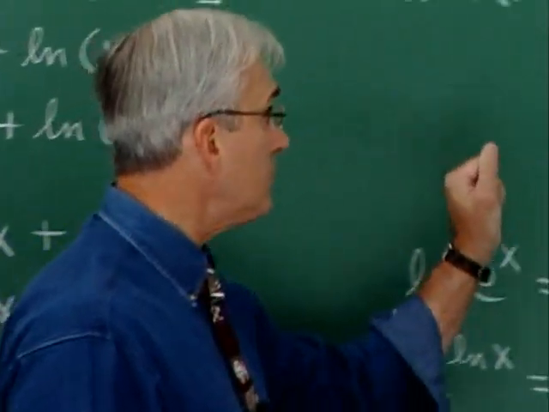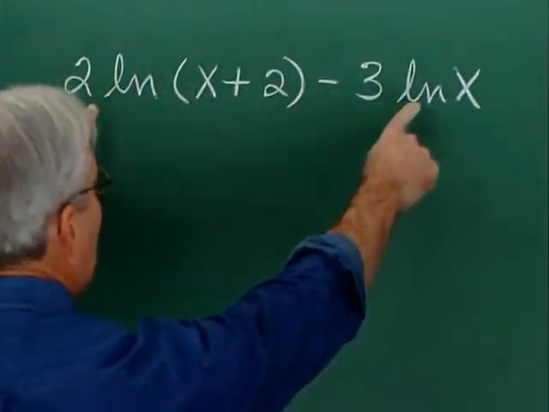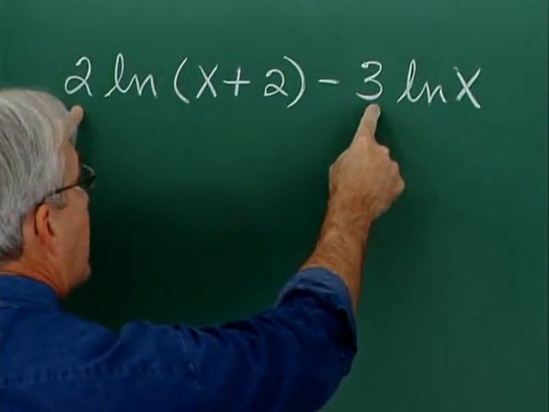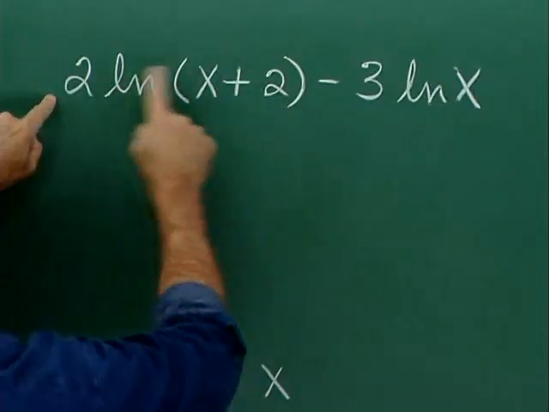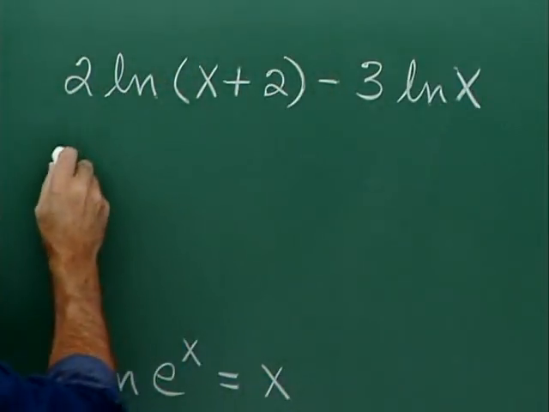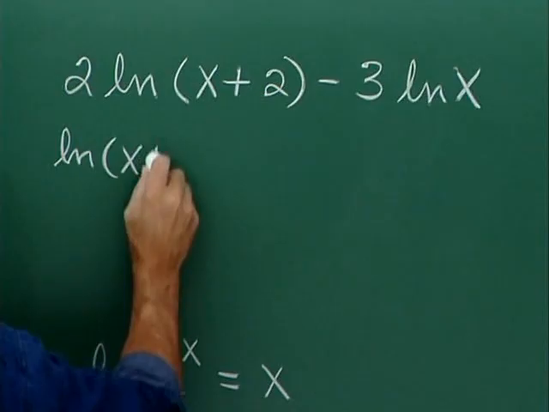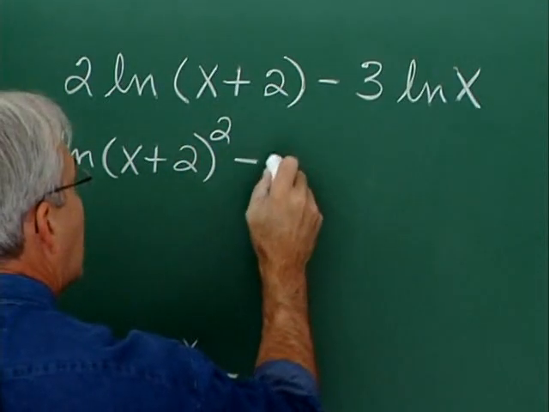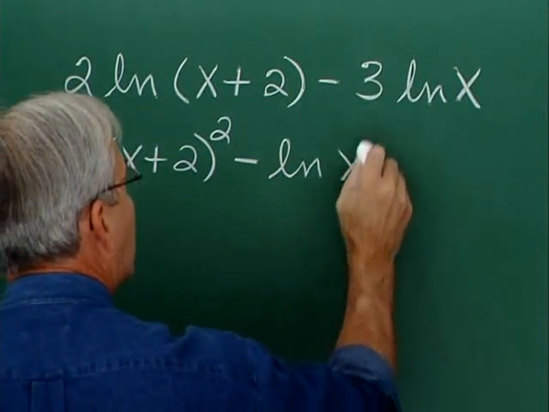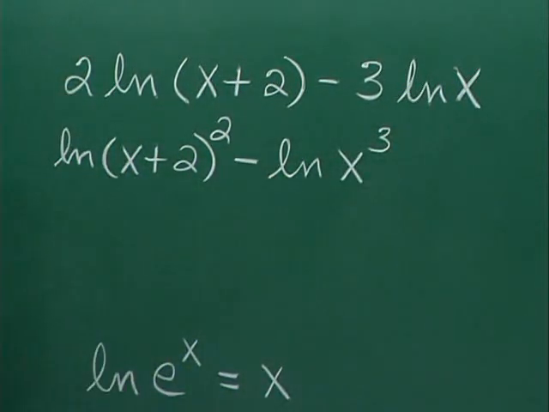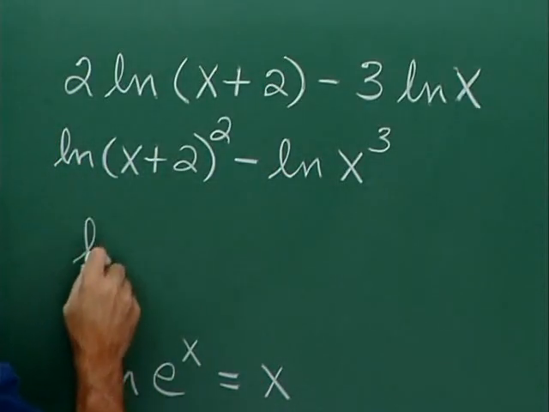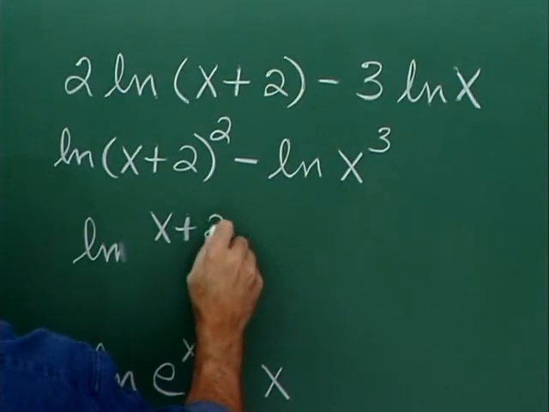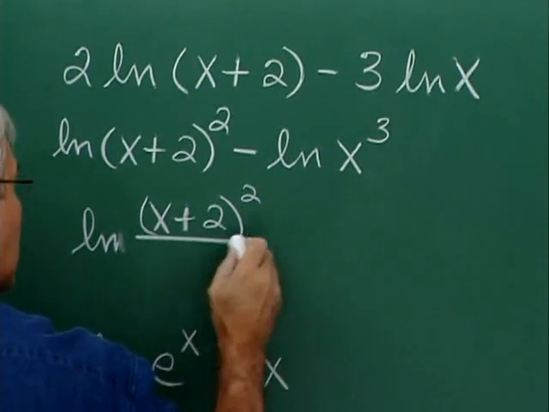Here's another one. Now we see a difference here involving logarithms, so we might think quotient, quotient, quotient, and that's going to come in a minute. But we need to take care of these coefficients first. So let's take care of this coefficient. This coefficient becomes an exponent up here. So it's ln of x plus 2, exponent 2. And then over here, same idea. ln x cubed. And then this is the natural log of a quotient, and it's x plus 2 squared over x cubed.